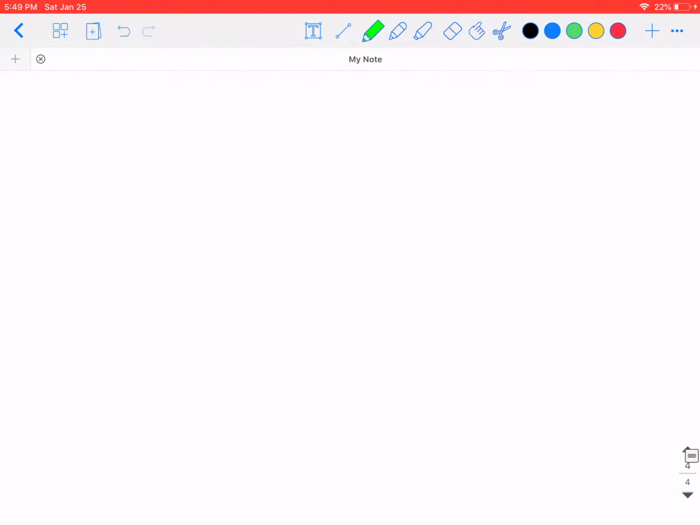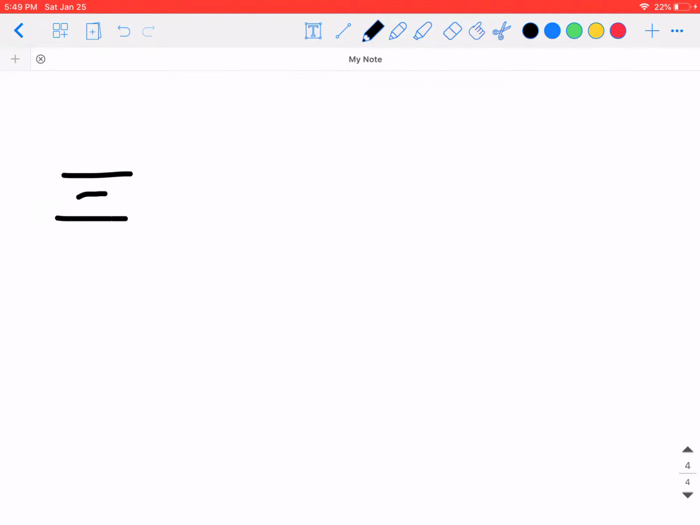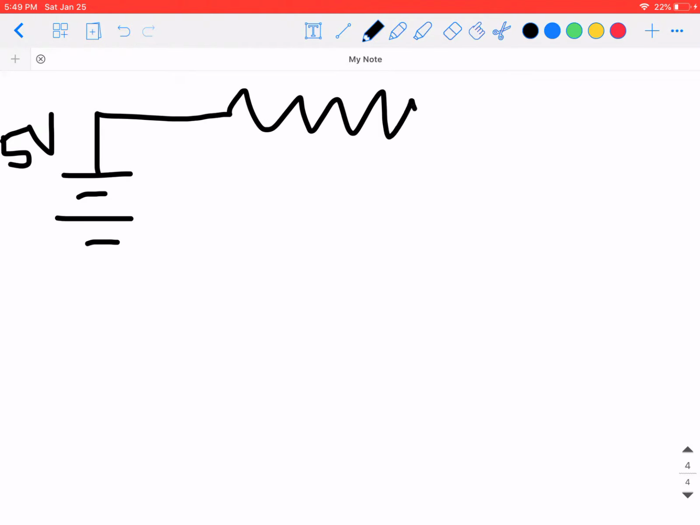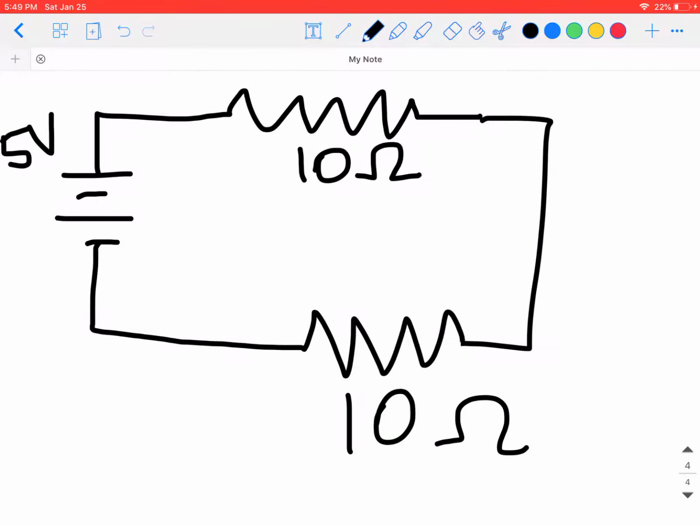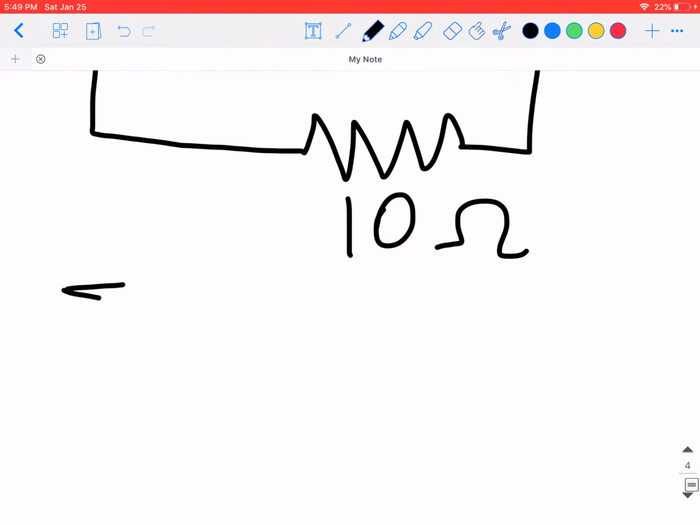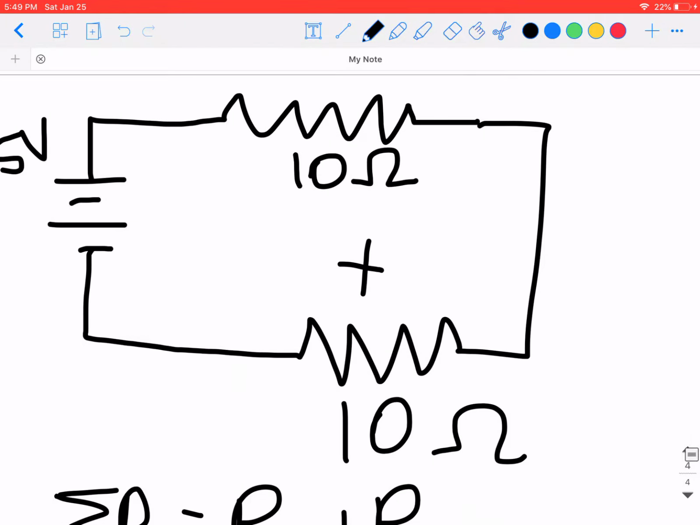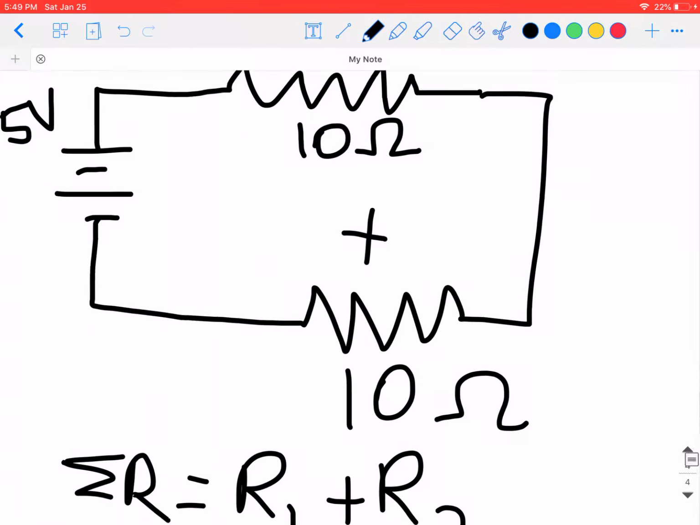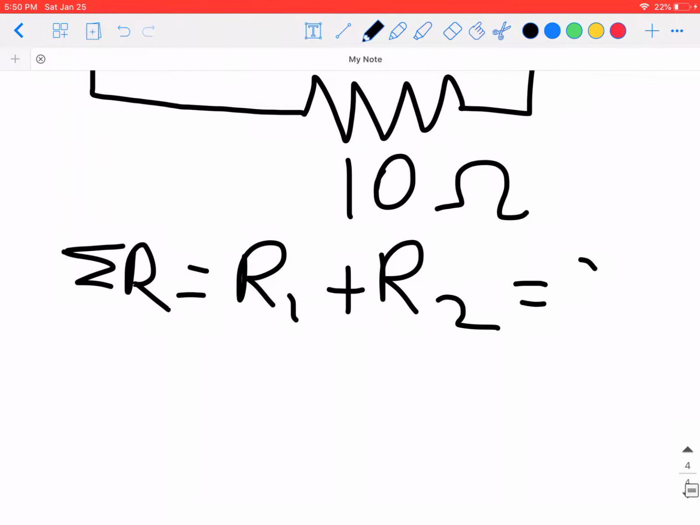Alright, so if you take a look at this, you have a circuit that maybe has a 5-volt battery. Let's say that this resistor right here has 10 ohms, like our first example, and over here we have another 10 ohm resistor. In that case, we use the net resistance is equal to the sum of the total resistances. Whenever you have resistors in series, you just add them up. It's not that hard to do. Just never forget that. We have 10 plus 10 is 20, so that's just 20 ohms right there.